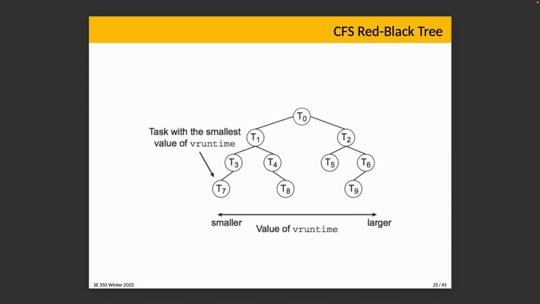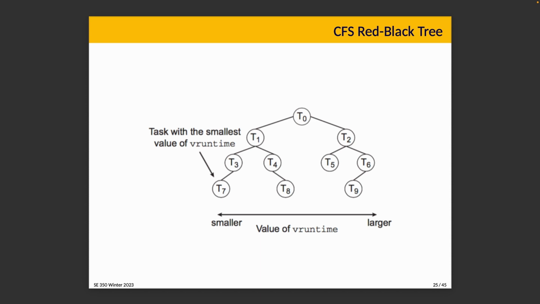So what we see when we visualize the tree looks something like this. Tasks, threads, however you want to think about them, are inserted into the tree based on their runtime. And the task with the smallest value of vruntime is the one that we want to choose next. As we go through the tree on the diagram here from left to right, the value of vruntime gets larger. And vruntime represents virtual runtime. So it's not just the actual execution time that makes a difference. There are adjustment factors.